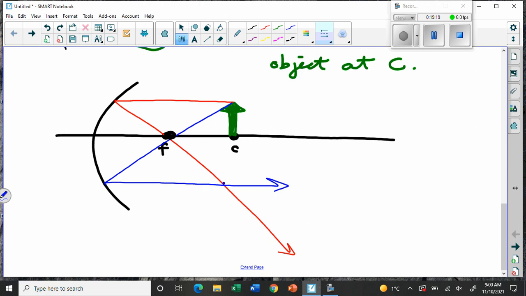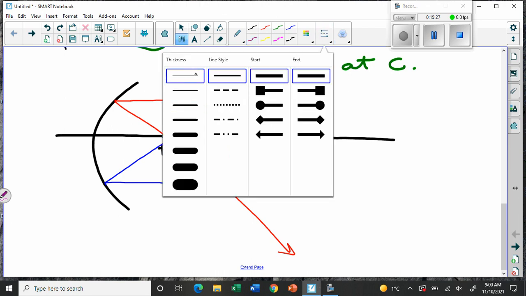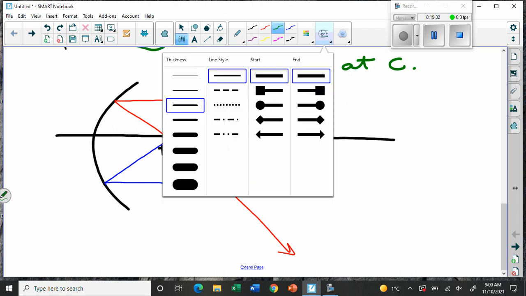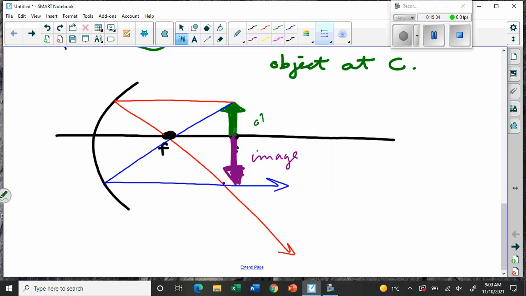And what we would find is our image then would be formed right here at C. There's our image. And here's our object. Okay?